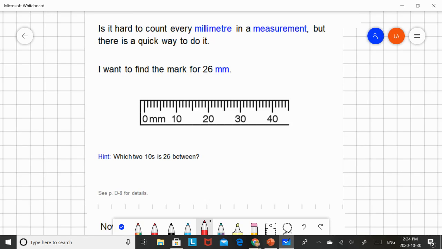It is hard to count every millimeter in a measurement, but there's a quick way to do it. So I want to find 26 millimeters. We can think of this as jumping to 20 right away. So we can jump to 20, right? And then we can count 6 more. 1, 2, 3, 4, 5, 6. So right here would be 26.